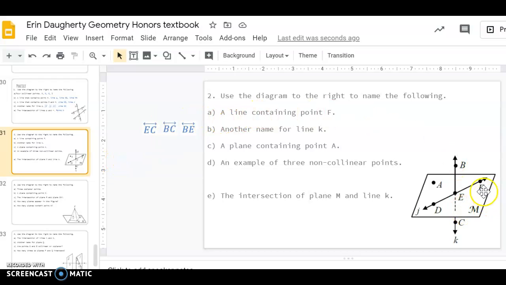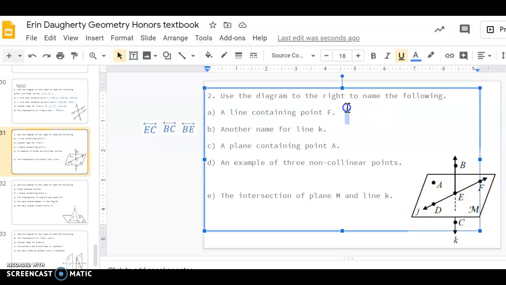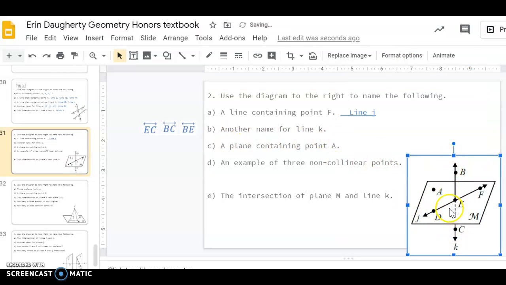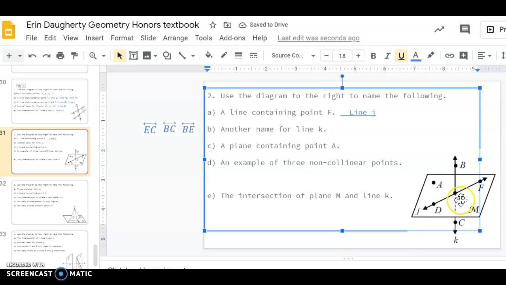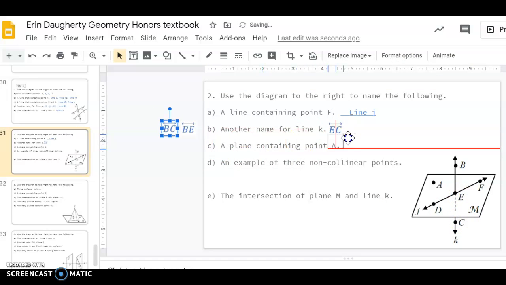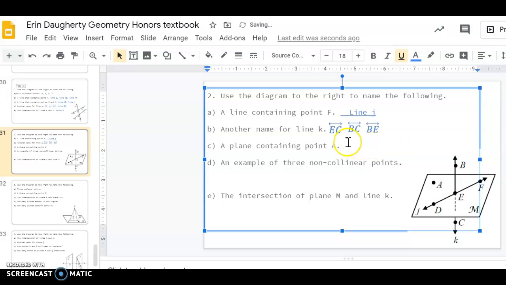Okay, a line containing point F. So here's that line. I can just say line j, lowercase j. Another name for line K. So here's line K right here going up and down. So I can go ahead and specify that by using 2 letters, line EC with a symbol above it. It could also be line BC or line BE. If you have those inverted, or it could be EB, that's fine too. These are the examples that I just had.